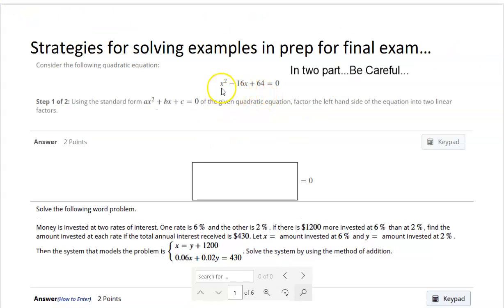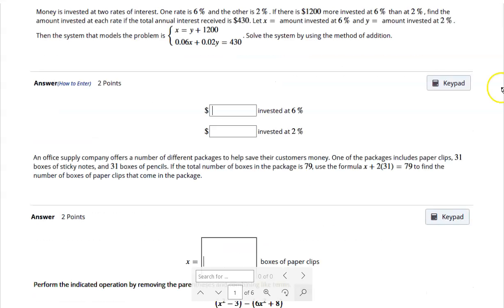Another review item might be what's on the left side of the equation here. This is a perfect square trinomial. All right, let's go on to our next part.